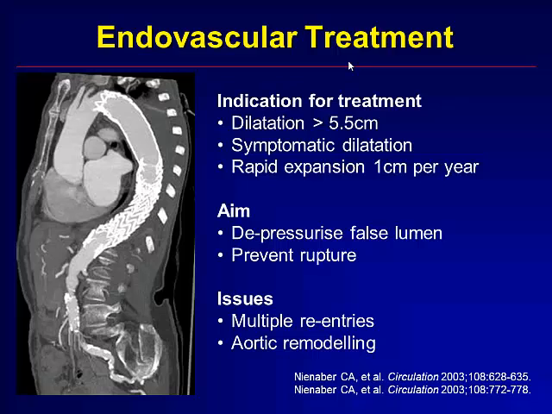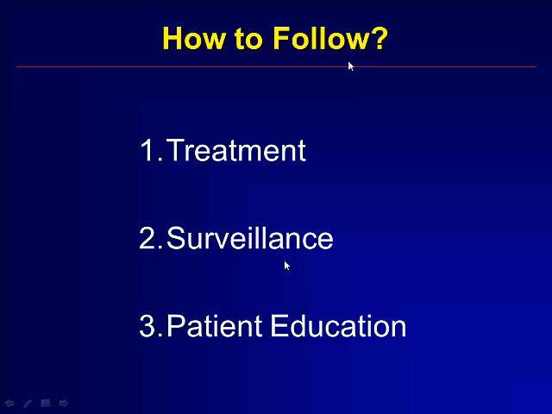So the current indications for endovascular treatment: size greater than 5.5 in the distal aorta, symptomatic further dilation, rapid expansion within a year, and the aim of this is to depressurize the false channel and prevent rupture. How to follow these patients: medical treatment for life, great surveillance, and patient education.